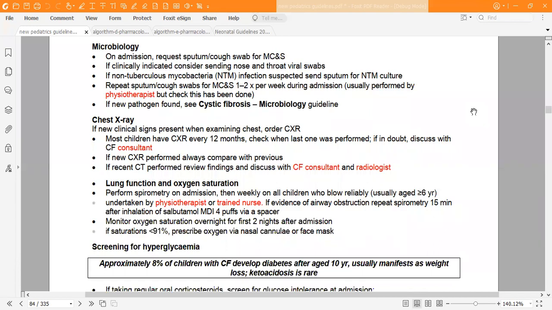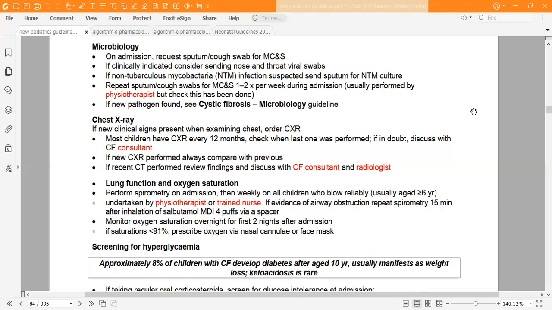Most children have a chest X-ray every 12 months. Check when the last one was performed. If in doubt, discuss with the CF consultant. Okay, so basically, most of the CF children will have a chest X-ray every 12 months, which means a chest X-ray annually. So it's not routinely done every single visit to the cystic fibrosis clinic. So bear that in mind, okay?